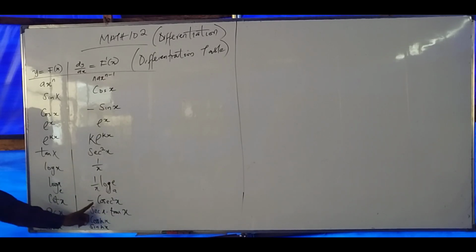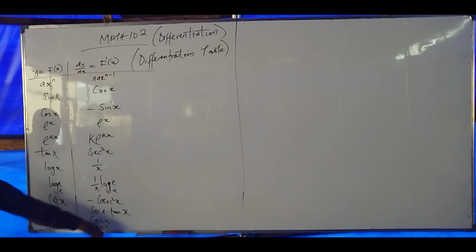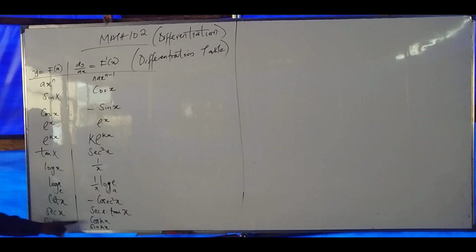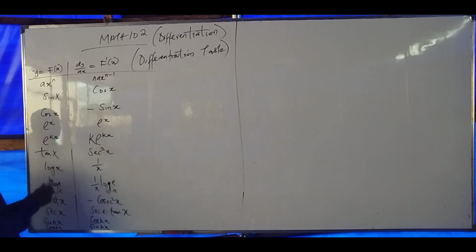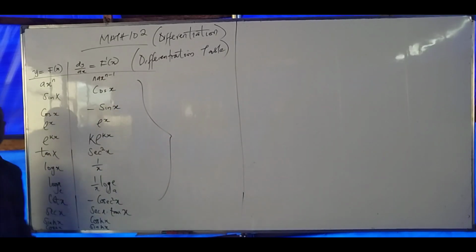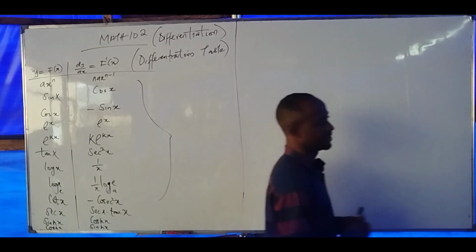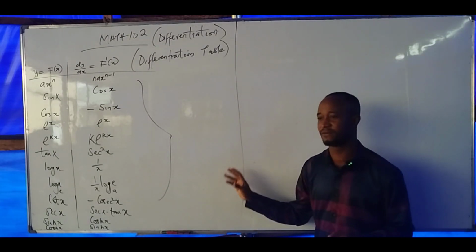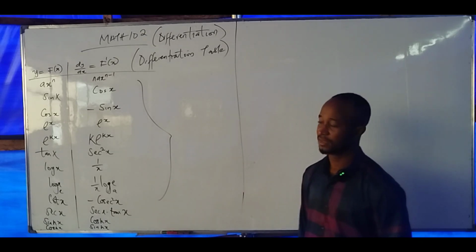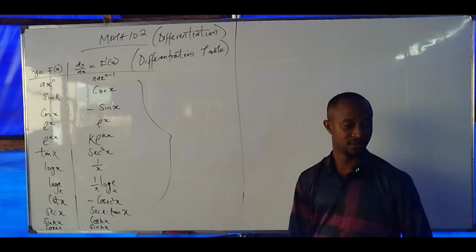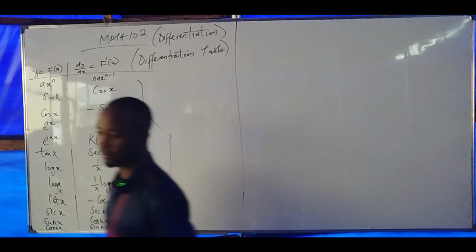Cot x will give us minus cosec squared x. Sec x is sec x tan x. Sinh x is same as cosh x. If you differentiate cosh x, we're going to have sinh x. These are the basic differentiation table that every one of you must be familiar with. Are you following? There are other aspects, but basically for IMSU students, these are the ones you should take note of. Now, can we now solve some problems?